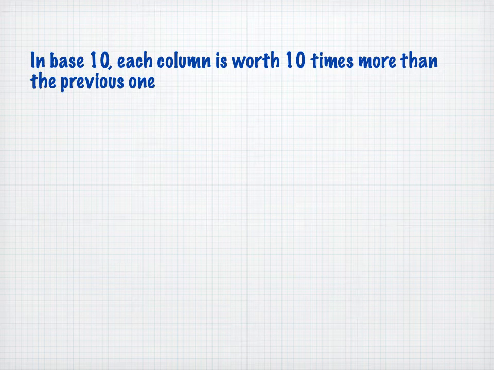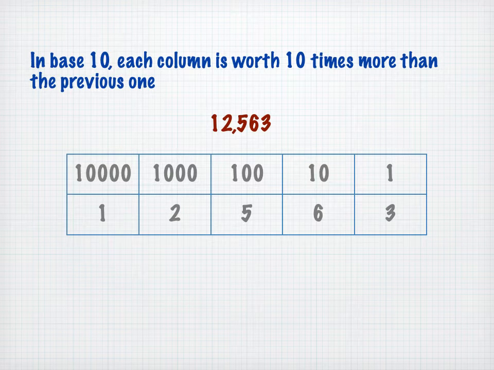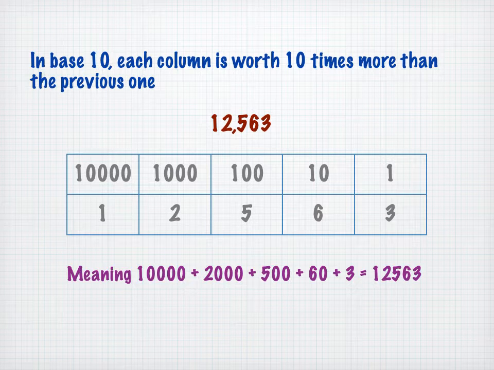Now in base 10, in denary, each column is worth 10 times more than the previous one. So if I write a number down like 12,563, we can write that down using what I'm sure is a familiar column notation to you. What that actually translates into is 1 ten thousand, 2 thousands, 5 hundreds, 6 tens and 3 ones. And then if we add those all up, we get that 12,563 figure.